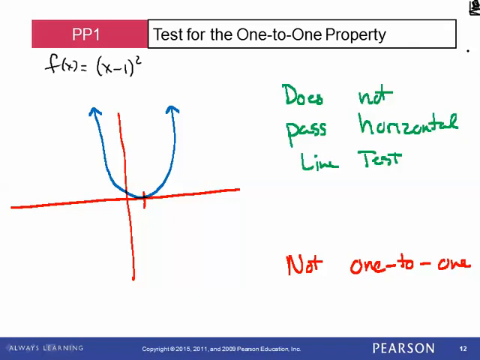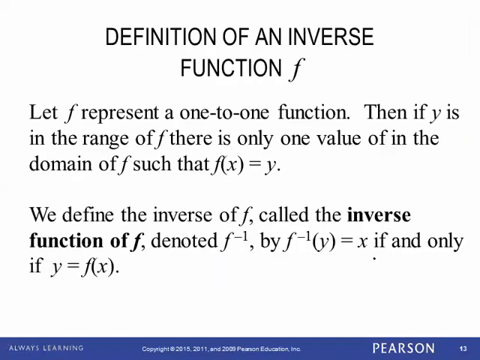All right, let's go on. So if it doesn't pass the horizontal line test, it is not a one-to-one function. Next concept that we have to get in order to get this stuff is this here. So if f represents a one-to-one function, then if y is in the range of f, there's only one value of x in the domain of f such that f of x equals y. We'll get there. Talking about the domain values here.